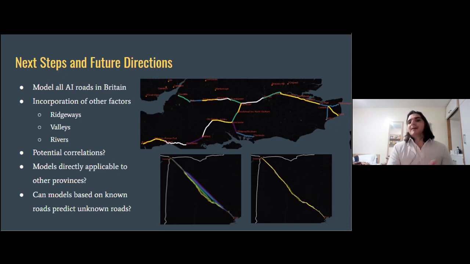And moving beyond the PhD, I'd also really like to explore how well the models developed when trying to post-dict known Roman roads can be used to identify potential routes of unknown Roman roads. So that's going from what we know and we're able to model, to then be able to understand what we don't know.